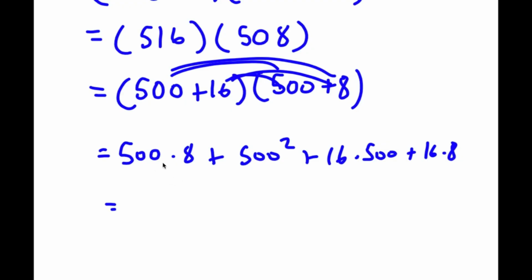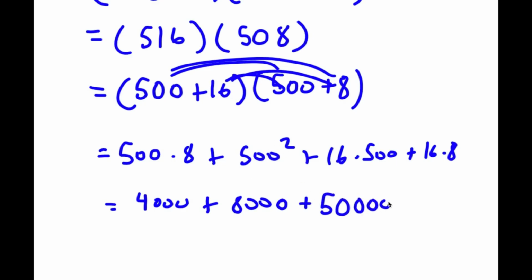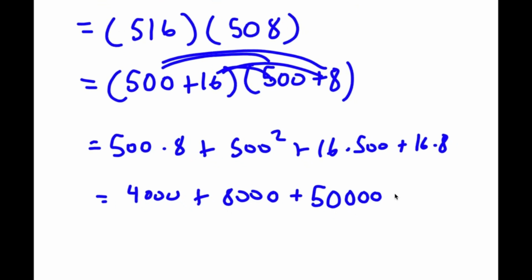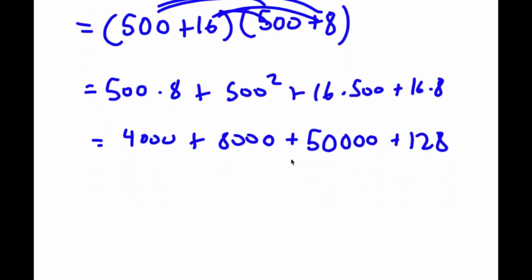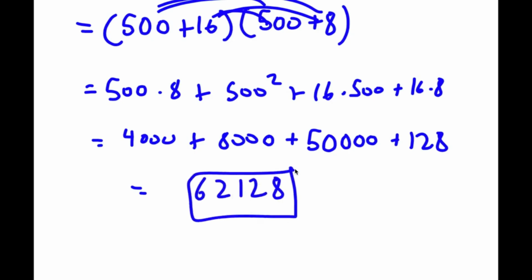Now let's go ahead and simplify this. 500 times 8 is 4,000. 16 times 500 is 8,000. Now 500 squared is going to be 250,000. And 16 times 8 is simply equal to 128. So I have 4,000 plus 8,000 plus 50,000 plus 128. 4,000 plus 8,000 is 12,000. 12,000 plus 50,000 is 62,000. And 62,000 plus 128 is 62,128. So this is my answer.